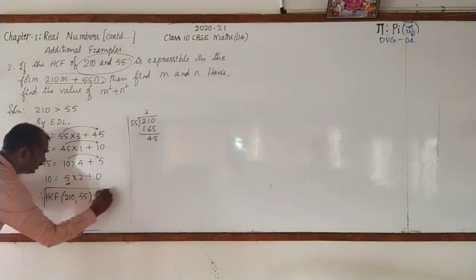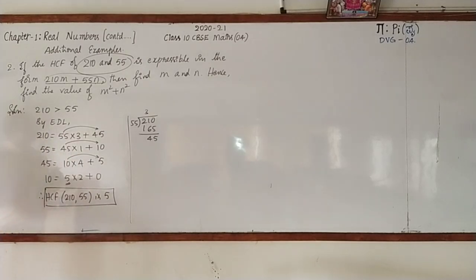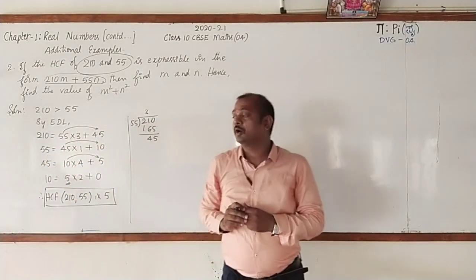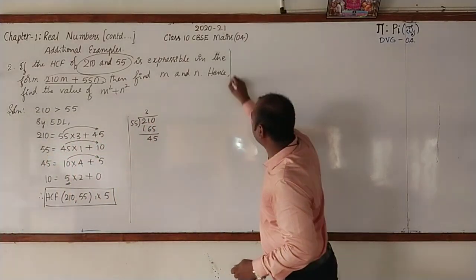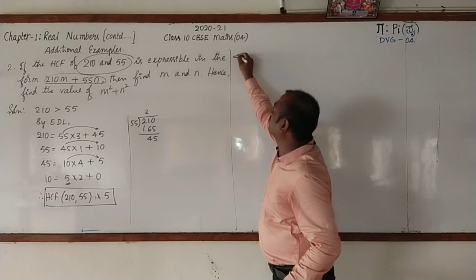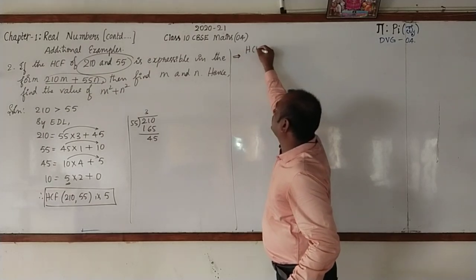I hope that you have understood this. Now the sub question is very important. It should be expressed in the form of 210m plus 55n. But how to express this? Here I will write. What should be? It is the HCF.